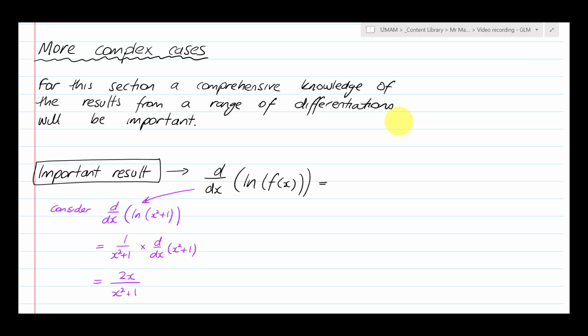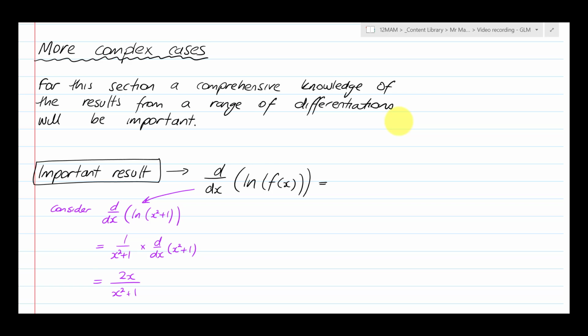In this video, our final one on anti-differentiation, we're going to look at some more complex cases. After this video there is more anti-differentiation, but it will be in other various subtopics, so the series will also be shorter. For this section, a comprehensive knowledge of the results from a range of differentiations will be important, or at least the ability to apply those differentiations, so keep that in mind.